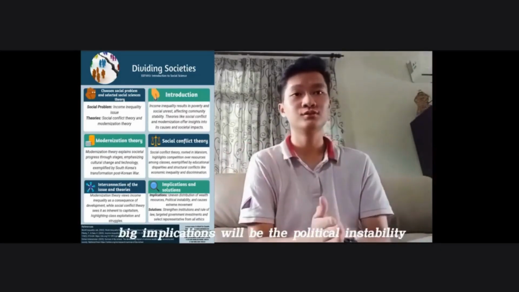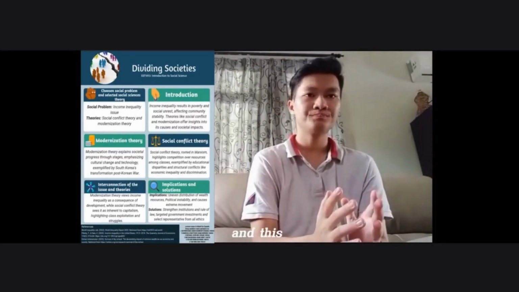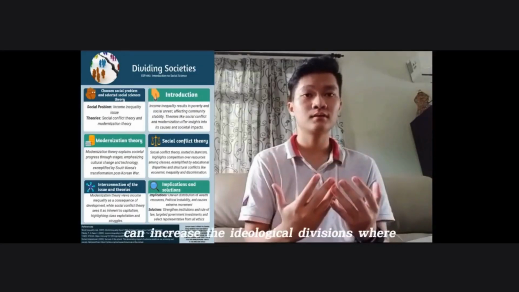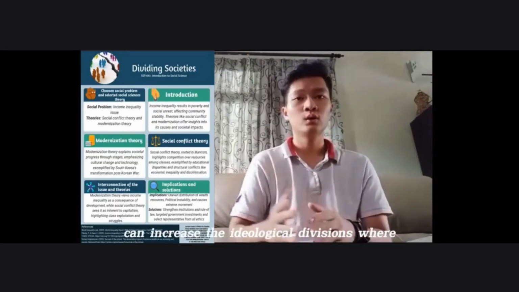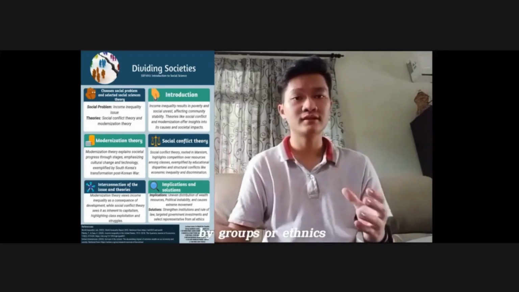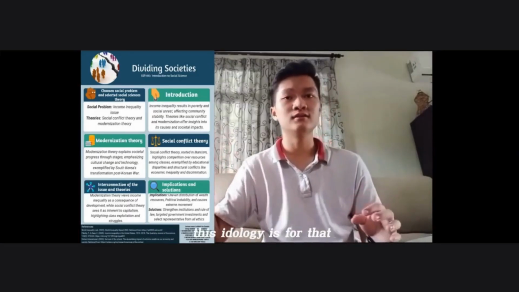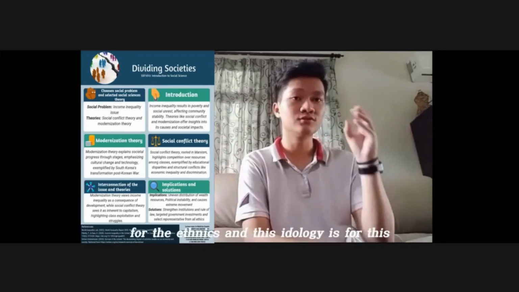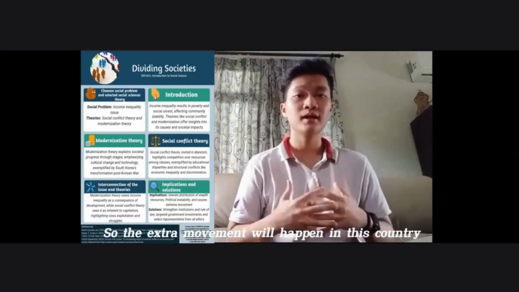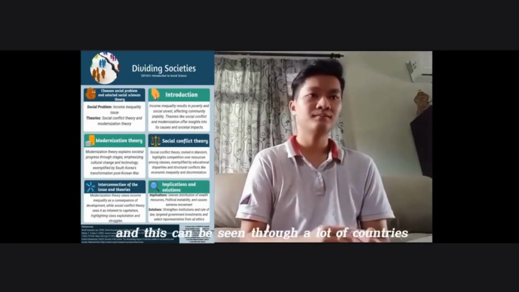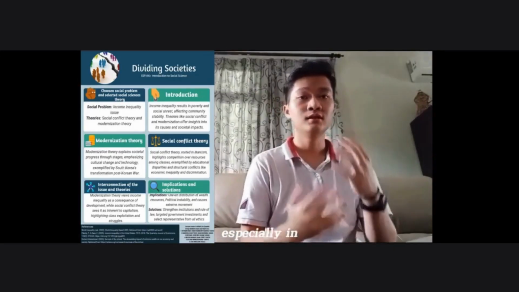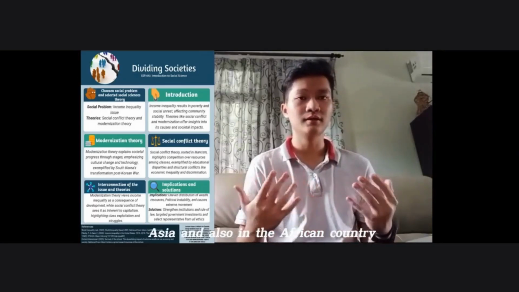The second big implication will be political instability. This can increase the ideological divisions, whereby some ethnic groups think that this ideology is for them, and this ideology is for the minority groups. So extreme movements will happen in the country. And this can be seen in a lot of countries, especially in Asia and also in African countries.